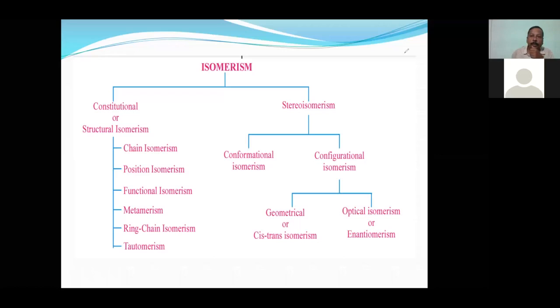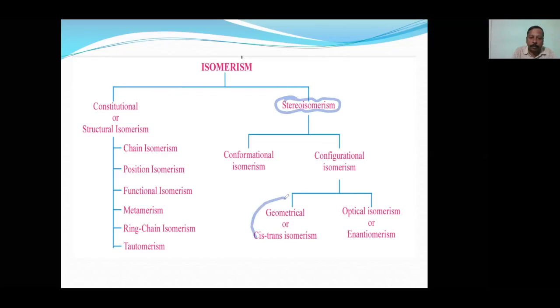In our previous lecture we have done the isomerism left part of this chain. Now we are going to study the right part of this chain. This flow chart was already given in our previous lecture on isomerism. Constitutional isomerism or structural isomerism we have completed in our previous session. So now we are going to start with the stereoisomerism, and in this stereoisomerism we are going to cover this part: geometrical isomerism or cis-trans isomerism.